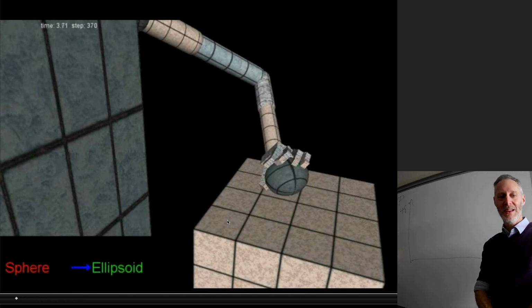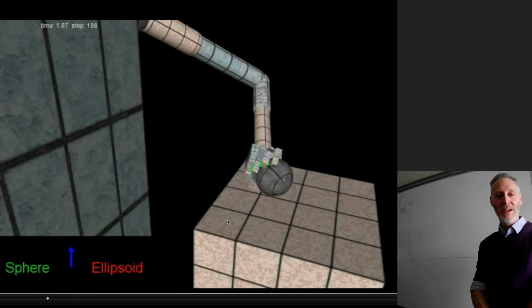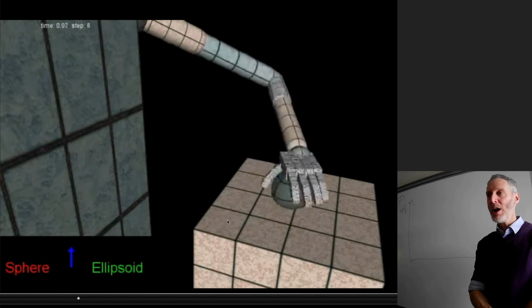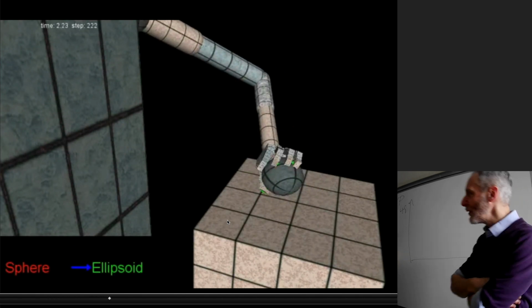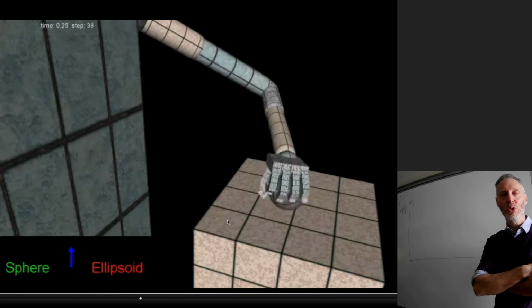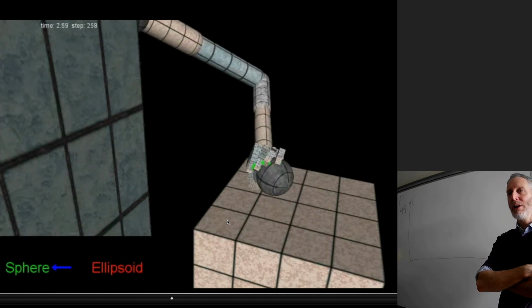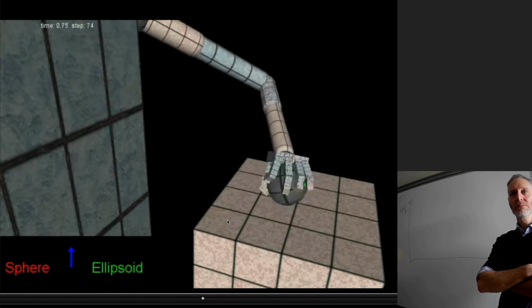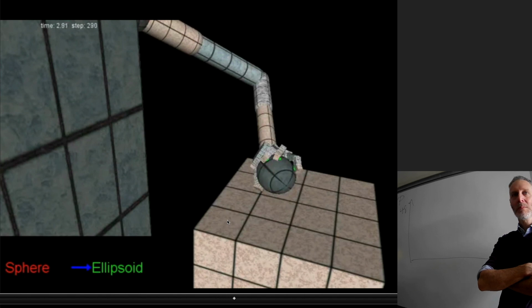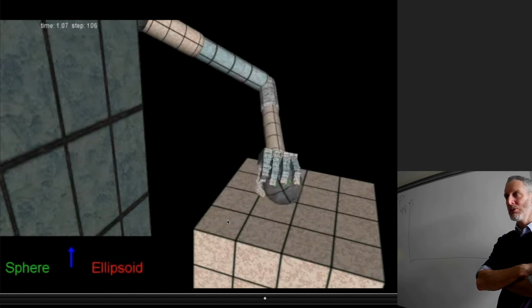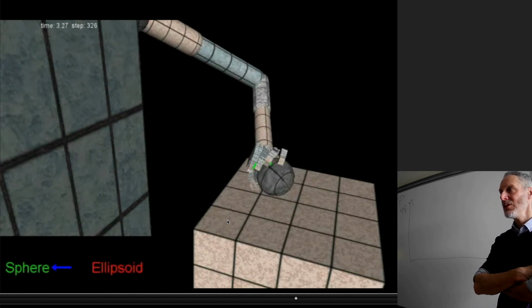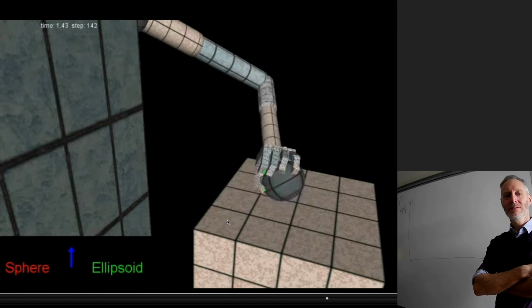You can see what its faceting it has in the bottom. Exactly. Okay. So sphere and ellipsoid at the bottom. How did the investigators, when they made this movie, figure out how to draw the blue arrow? The blue arrow is representing the robot categorizing or failing to categorize.